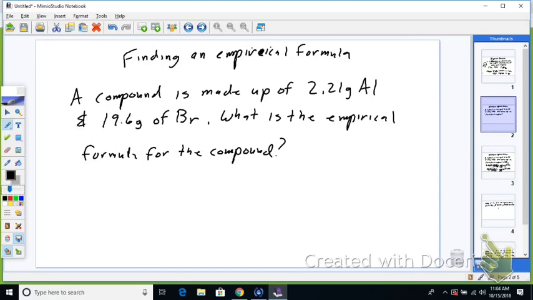So this is what I'd like you to do. I'd like you to go ahead and find the moles of aluminum from the 2.21 grams of aluminum. And I'd like you to find the moles of bromine.